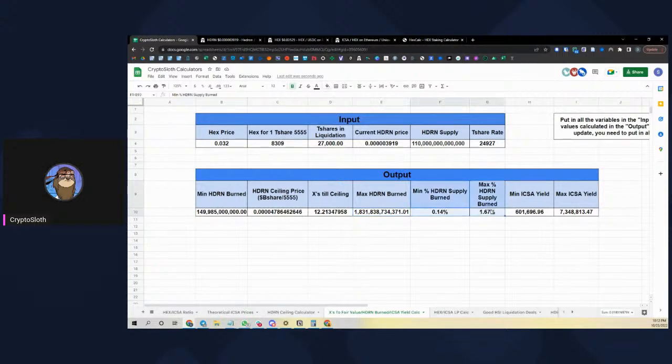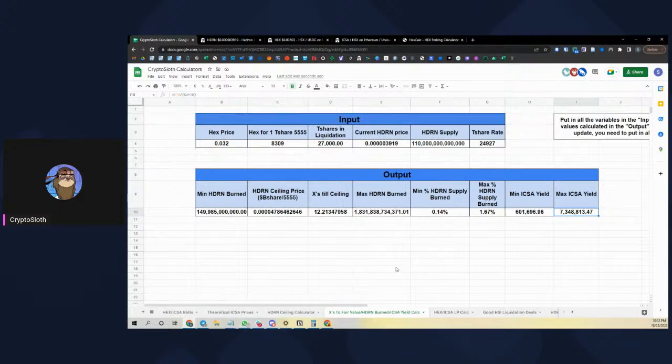Then here we take that range, divide it by the total supply, and see how much potential supply could be burned. So on that first day, we have a potential of burning 1.67% of the supply. And then it also gives you a range of icosa that could be given out to each of the pools. So the Hedron pool, the icosa pool, and the Wetsa pool would get between 600,000 and 7.3 million icosa yield.